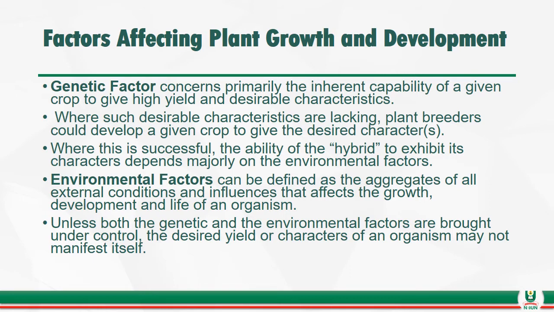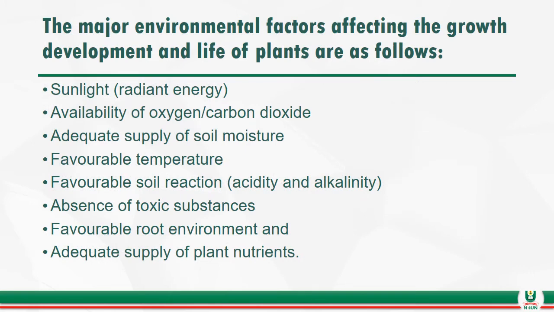Unless both the genetic and environmental factors are brought under control, the desired yield or characters of an organism may not manifest itself. The major environmental factors affecting the growth, development, and life of plants are as follows. Sunshine is number one. The sunshine that we see affects the growth and development of plants through the photosynthesis process. That is how sunshine affects plant growth, as it releases radiant energy that plants require for growth.